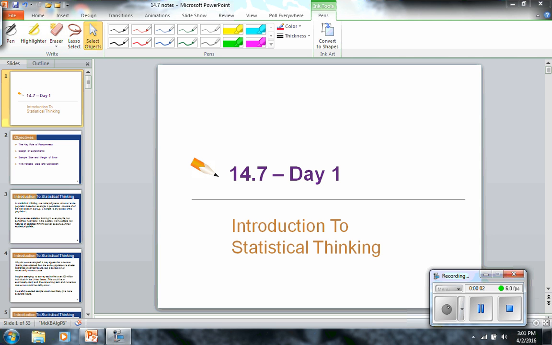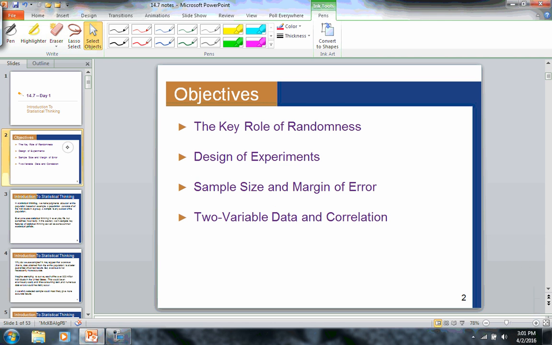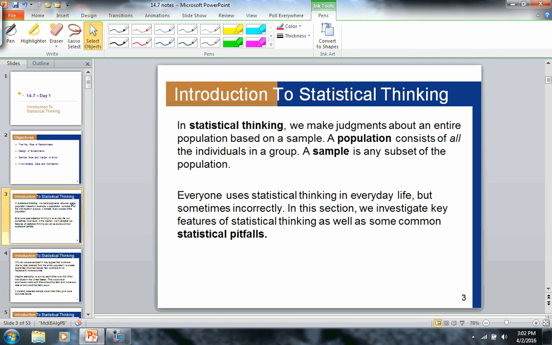Welcome to Mrs. Neller's notes for her pre-calculus class. These are the notes for section 14.7, day 1, entitled Introduction to Statistical Thinking. And in this section, we're going to talk about the role of randomness and then different designs of experiments.